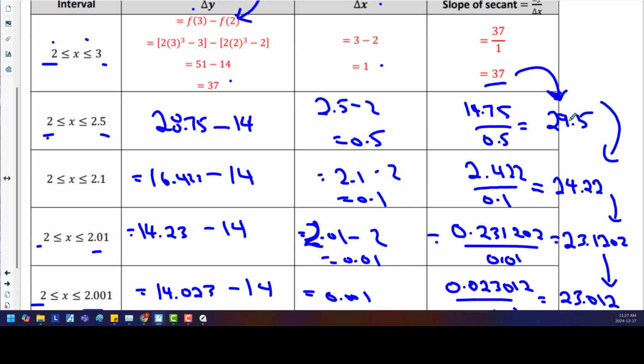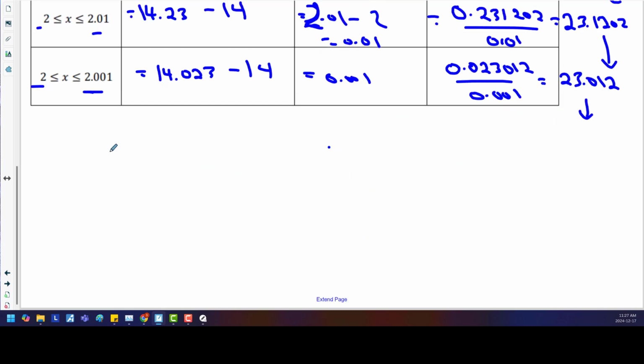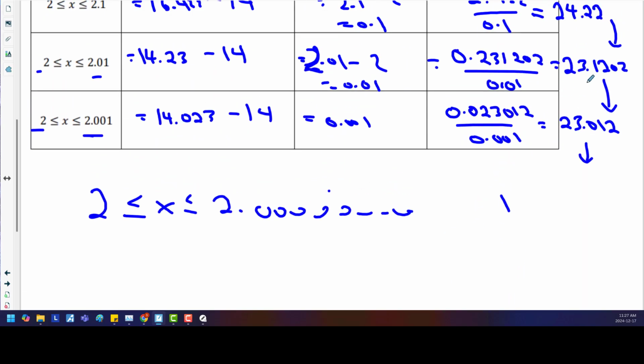So it started from 37, then 29, then 24, then 23, and 23. So imagine if I were to do something like 2.00000, like an infinite amount of zeros and then 1. What would it be then? What value is it heading towards? And there's a pattern. It's getting smaller and smaller and closer to 23. We can make an educated guess that it's closer to 23.